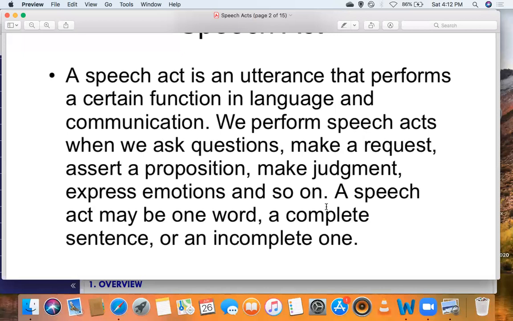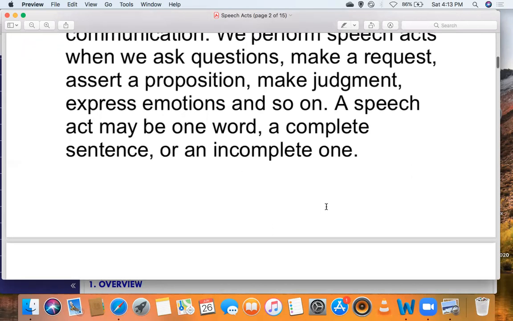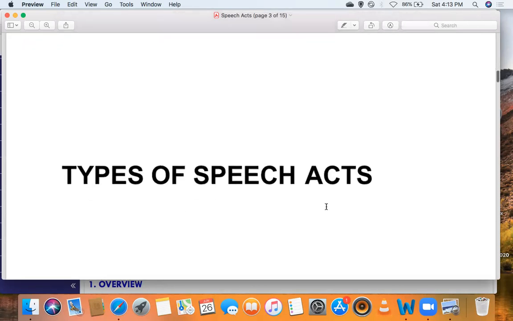When we are discussing the function of speech acts, then we'll begin to categorize speech acts into different groups. So we have questions, requests, propositions, judgments, and emotional expressions. They are the different kinds of speech acts. So let's begin to look at the types of speech acts one by one. That is our primary business for this class.